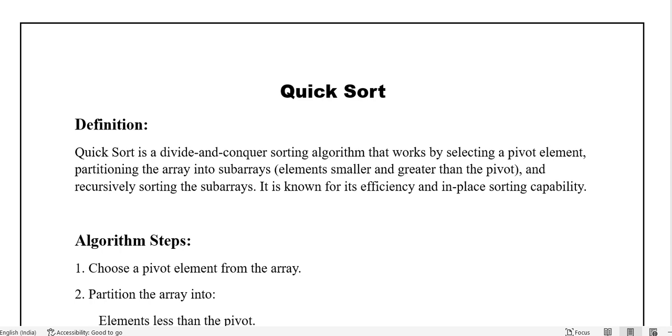Now, I would like to share some of my knowledge about quicksort. So first, the definition. Quicksort is a divide and conquer sorting algorithm that works by selecting a pivot element and partitioning the array into subarrays. The elements less than the pivot go to the left side and all the elements greater than the pivot go to the right side. This divides the array into two halves using the pivot element.